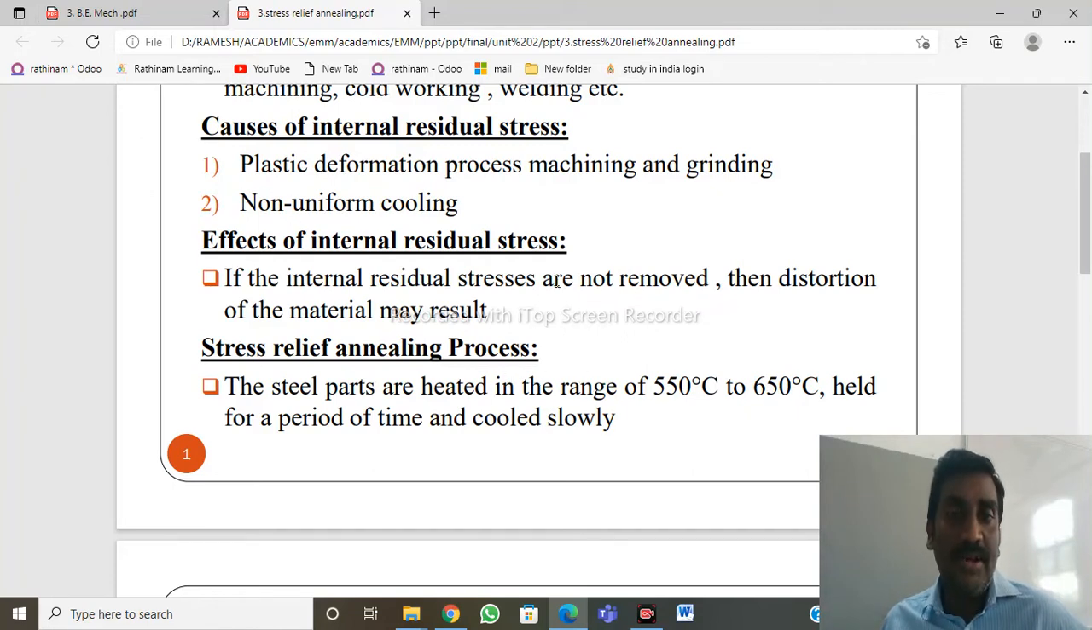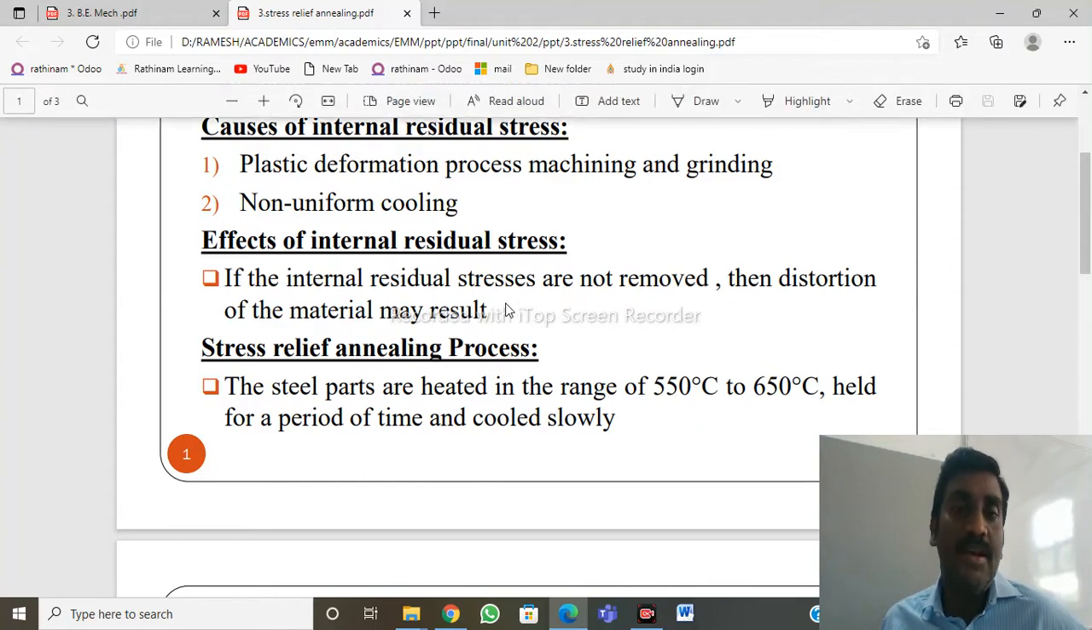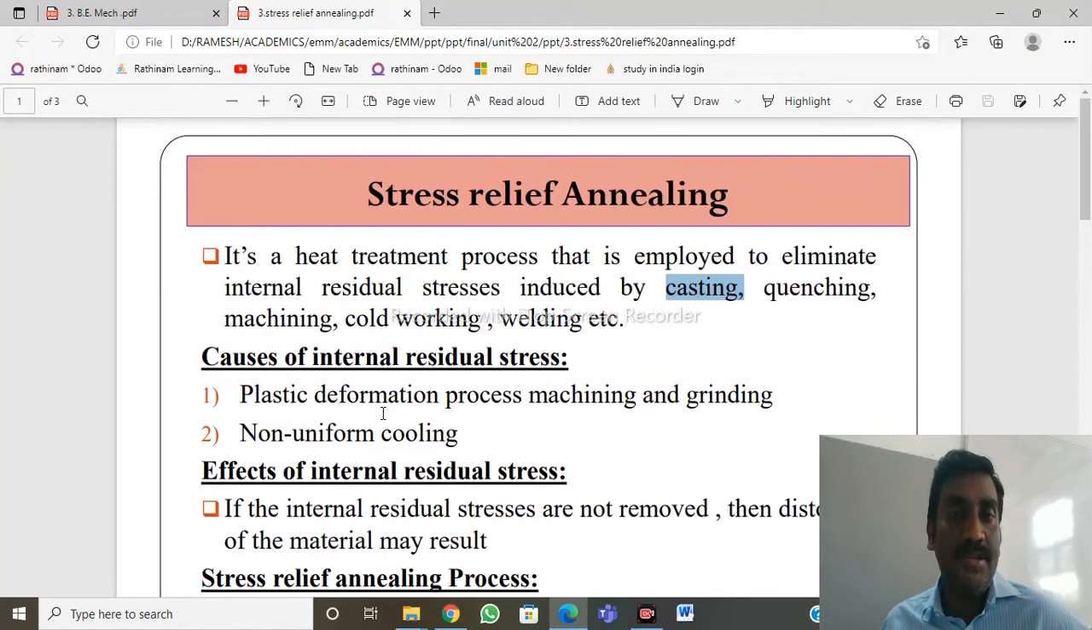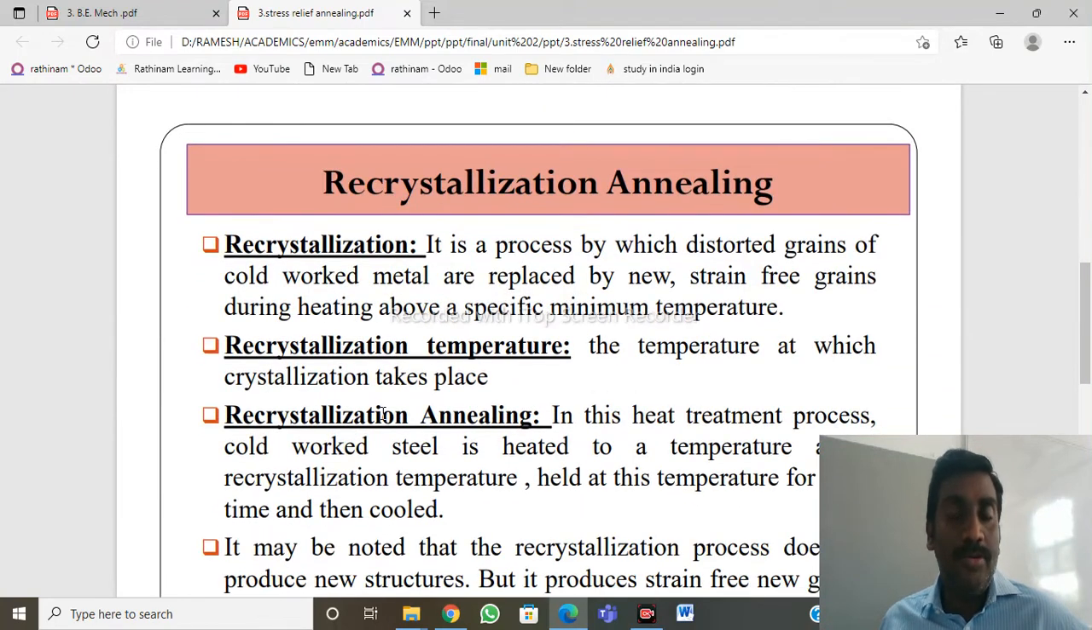What are the effects of internal residual stresses? If the internal residual stresses are not removed, distortion of the material can take place. How are we going to do this process? The steel parts are heated up to the range of 550 to 650 degrees centigrade. It is held for a period of time and cooled slowly to room temperature. This is the stress relief annealing process.